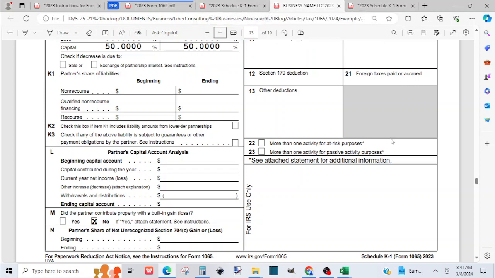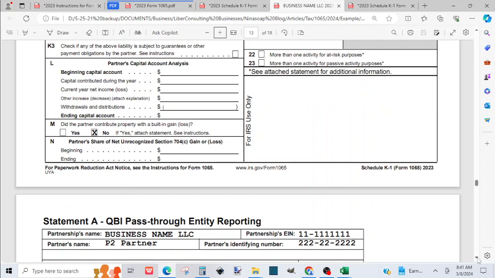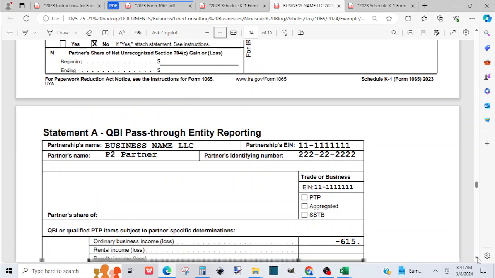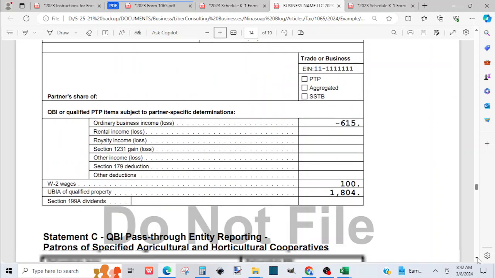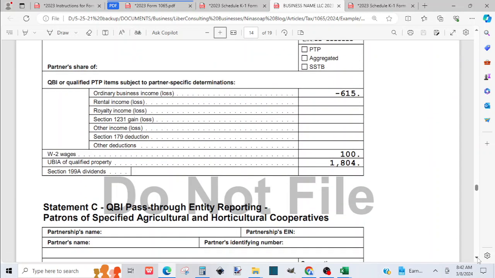But if the number is divisible, based on the number of partners that you have and the ownership that you have, you may not have to deal with those decimal points.